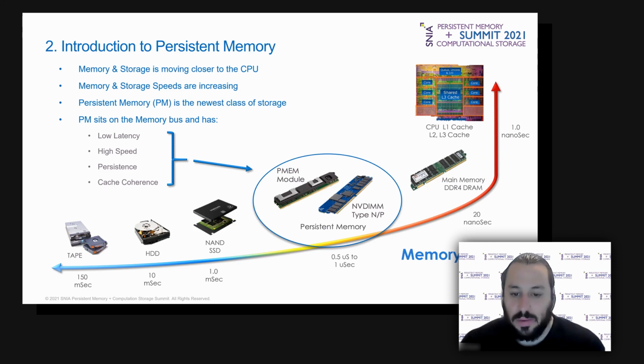So what is persistent memory? Well, persistent memory for us here is a new class of storage, right? But it's more than that, because it's also memory. It sits on the memory controller and is accessible by the CPU directly through load and store instructions. So this is a game changer because of the extremely low latency that is achievable.